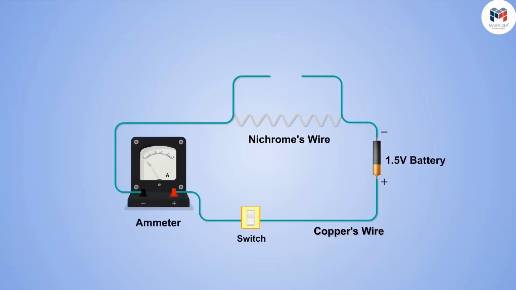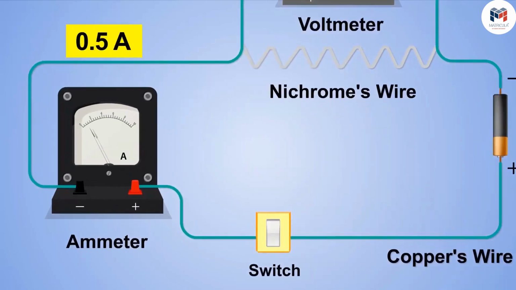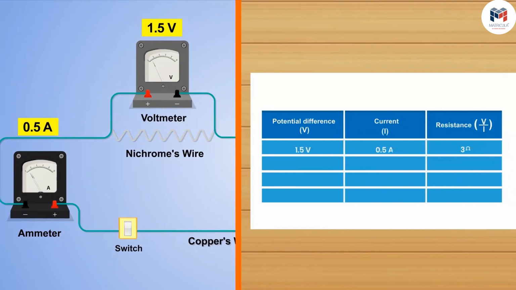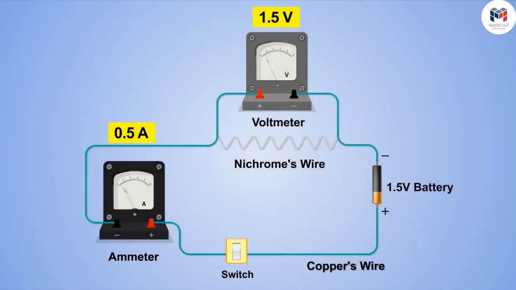We know that the ammeter is connected in series and the voltmeter in parallel. After the circuit is complete, put on the switch and write down the readings of the ammeter and voltmeter in the table. One thing to note here is that wires in the circuit also have little resistance, and also the potential difference between the terminals of the battery keeps decreasing over time. But here, to explain Ohm's law, the potential difference of the battery and the reading of the voltmeter are taken equal. Do the same process 4 times and increase one battery each time in the circuit.